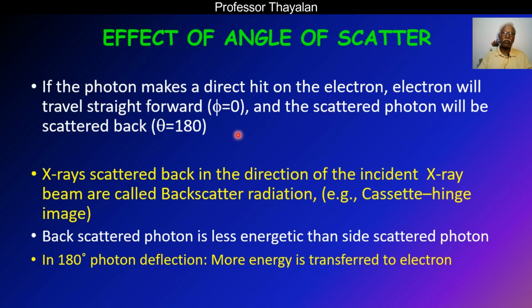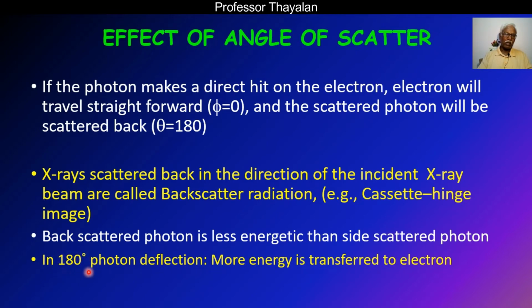Let us see the role of the angle of scatter. If the photon makes a direct hit on the electron, the electron will travel straight forward, that is zero angle, and the scattered photon will be backscattered, that is an angle of 180 degrees. When the scattered photon goes at 180 degrees, it is called backscattered radiation. This is similar to what one can come across in a film cassette. Backscattered photons are less energetic than side-scattered photons.